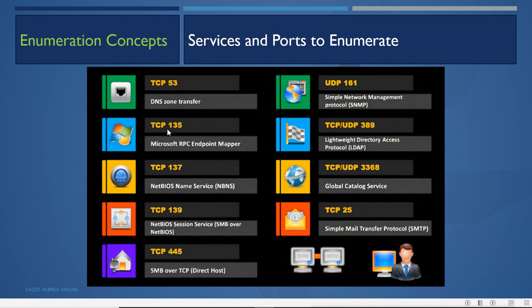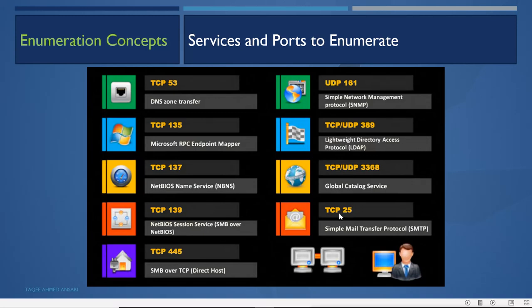Then we have UDP 161. This is the port where SNMP works. Then TCP 135. This is Microsoft RPC, the endpoint mapper. Then we have TCP and UDP 389. This is the Lightweight Directory Access Protocol, LDAP, and Windows Active Directory is basically designed on this LDAP protocol. Then we have TCP and UDP 3268. This is the global catalog service available in the domain.